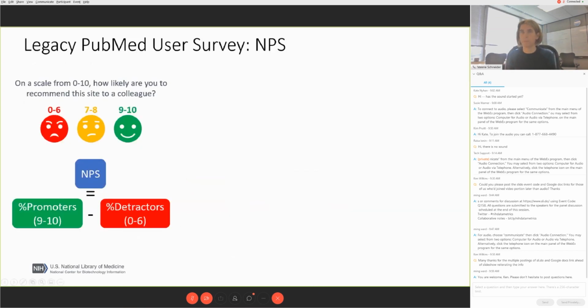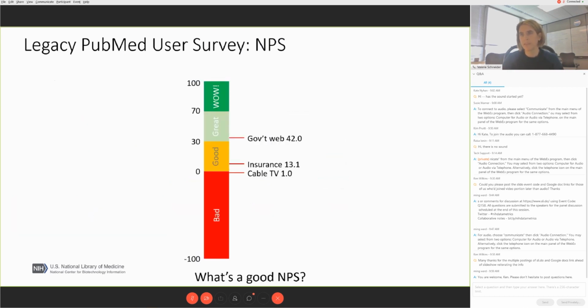So to get started, we looked at customer feedback as measured by the Net Promoter Score, which I mentioned earlier. And we captured this in a survey that we ran on our legacy PubMed product. And as you can see here, Net Promoter Score is just a measure of how willing users are to recommend your website or your product to others. So next, the values of a Net Promoter Score can range from -100 to 100. And next, please.